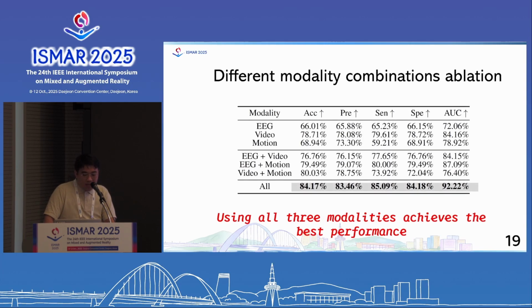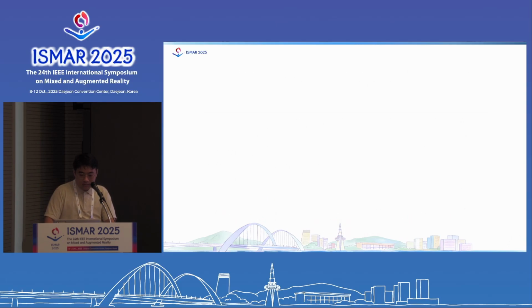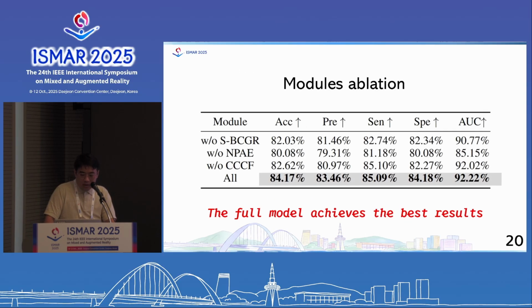We compare our method with different modality contributions. The classification quality results show that using all three modalities achieves the best performance. We also conduct an evaluation on the key modules to understand their contribution. The full model clearly achieved the best results, which confirms that each component plays an essential role in improving recognition.